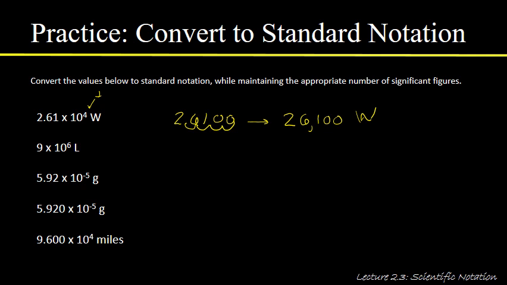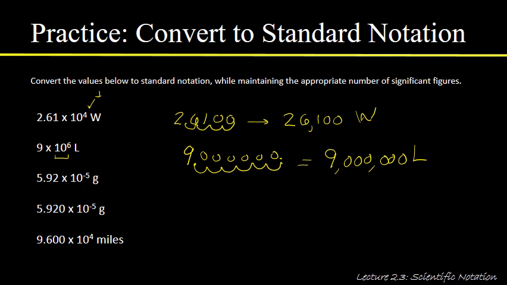All right, 9 times 10 to the 6th liters. 10 to the 6th is a million, so this is 9 times 1 million, or 9 million. We could also think about that by counting how many times we have to move the decimal over: 1, 2, 3, 4, 5, 6 times. And that gives us 9 million liters.